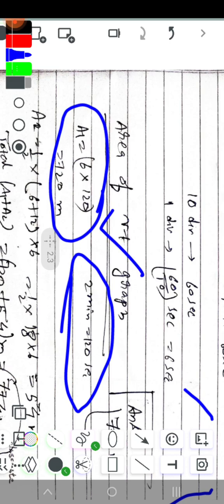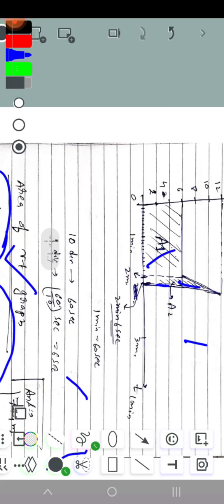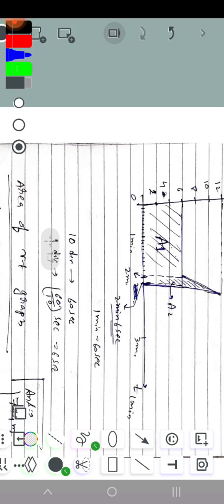720 meters, because the velocity is constant. The car has gone with a velocity of 6 meters per second, and we know the area of the velocity time graph will give you displacement. This is nothing but a rectangle, and the rectangle's area is length into breadth. Length is 2 minutes, meaning 120 seconds. Breadth is 6 meters per second. 6 into 120, 720 meters.